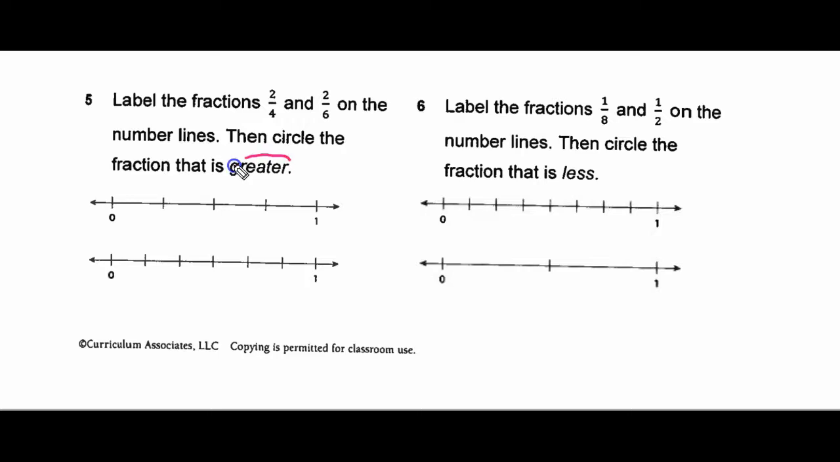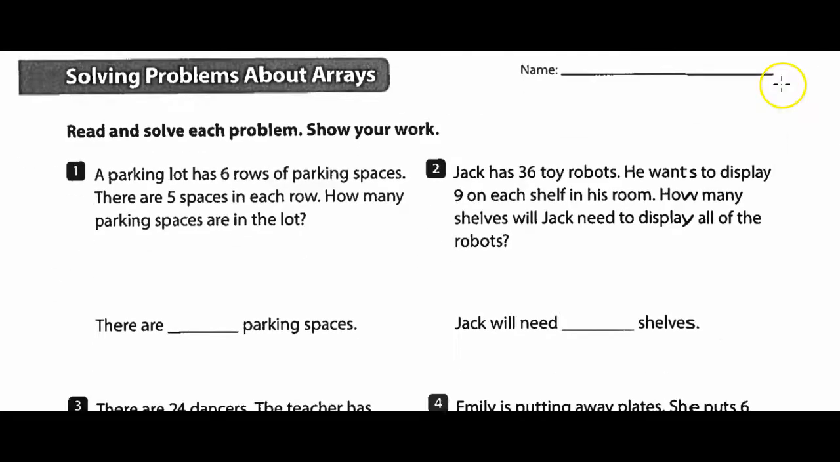The first one is which one's greater. This number 6 is which one's less. I have 2/4 right here. This is 2/4. Okay. This is 2/6 right here. Which one is greater? Look at the number line. Here's 2/4. Here's 2/6. Obviously 2/4 is greater. So then I want to circle this. And then for number 6, which one is less? Then go on to the next page.